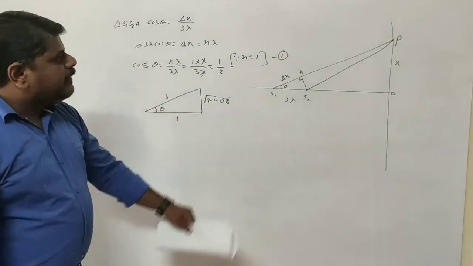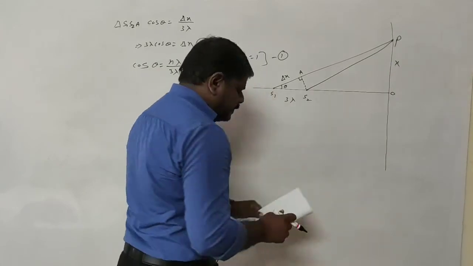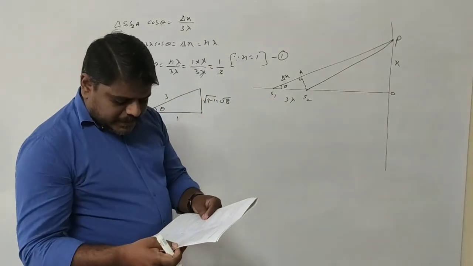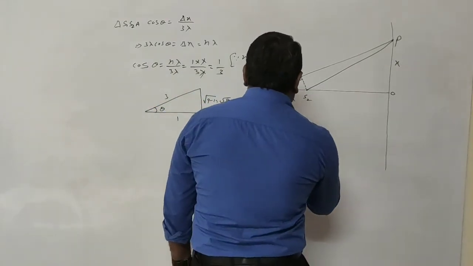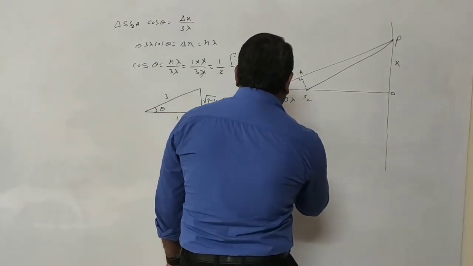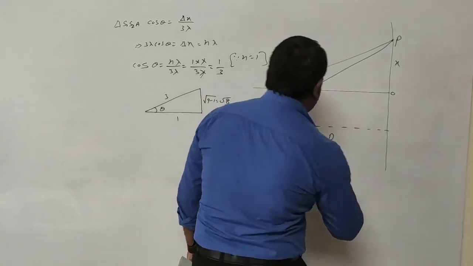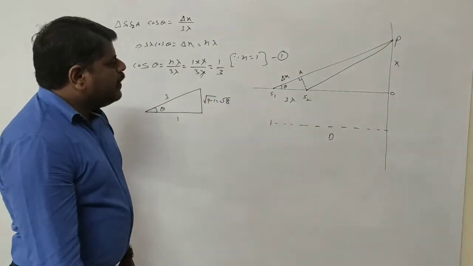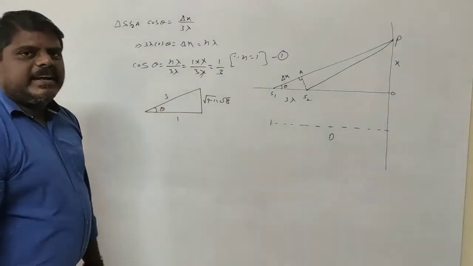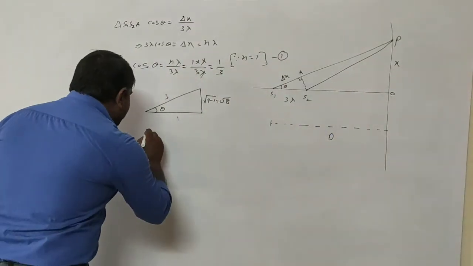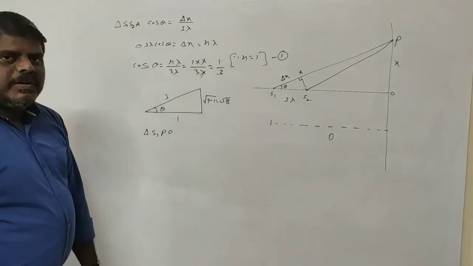Now we are going to refer to the problem. In the problem, the distance of the screen is given to you, capital D, from the slits. The distance of the screen is given as capital D. Now you are going to take the triangle S1PO. Which triangle are you taking? S1PO. So, from the triangle S1PO.